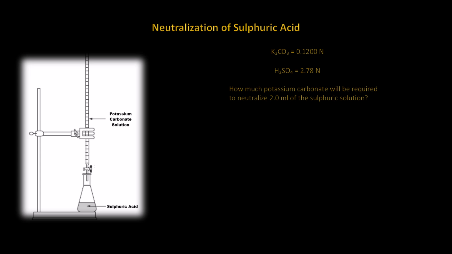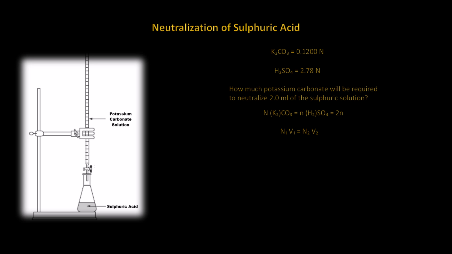To take it a step further, consider a neutralization of sulfuric acid using the data from the previous two slides. Using the 0.1200 normal potassium carbonate to neutralize the 2.78 normal sulfuric acid, the amount of base needed for the neutralization can be determined. This formula shown was discussed in a previous presentation in this series. N1 is equal to N2, therefore, the equation N1V1 equals N2V2 can be used.